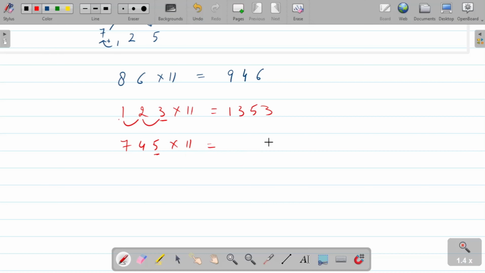First digit as it is. Add these two numbers, answer is 5. Add the next two, answer is 11. Write 1 and keep the carry one to be added to the next digit. 7 plus 1 is 8. We'll take a bigger number.